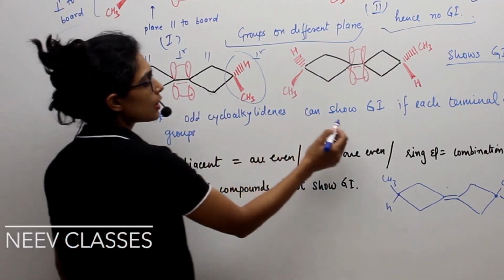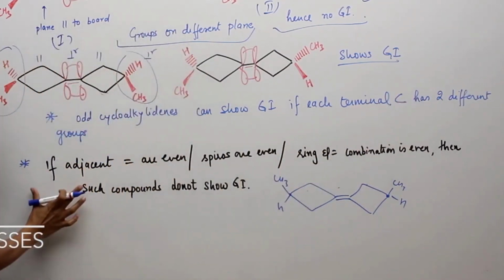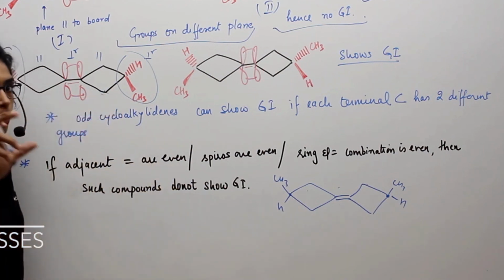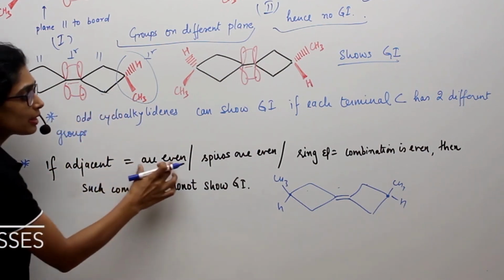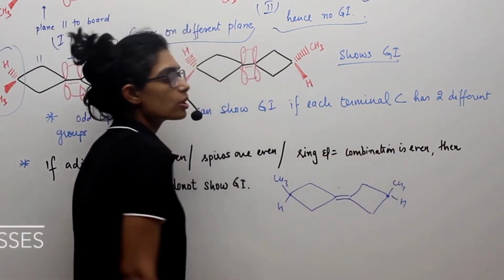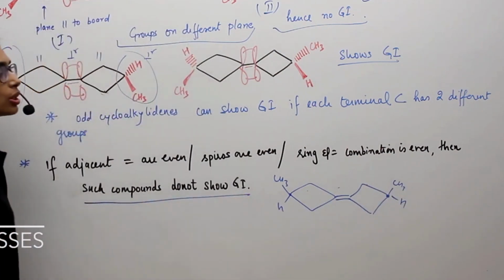Odd cumulenes can show GI if each terminal carbon has two different groups attached to it. And a generic statement, if adjacent double bonds are even. Adjacent double bonds means we are talking about the cumulene right now. If cumulenes are even or spirenes are even, and the ring and double bond combination is even, in that case such compounds do not show GI.